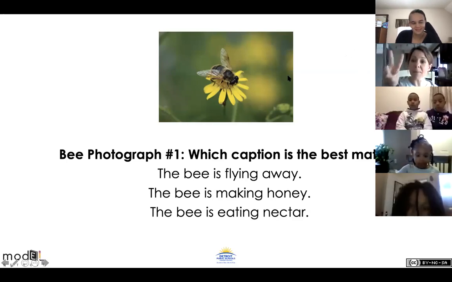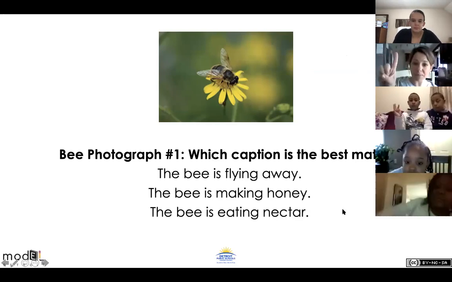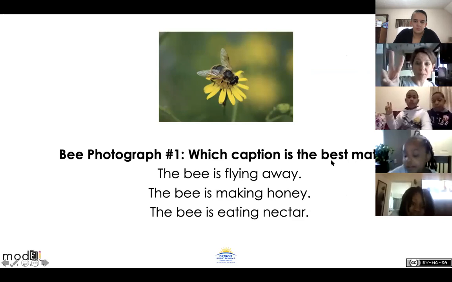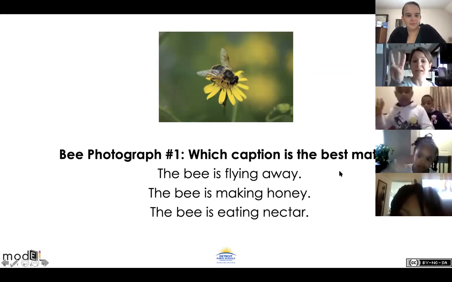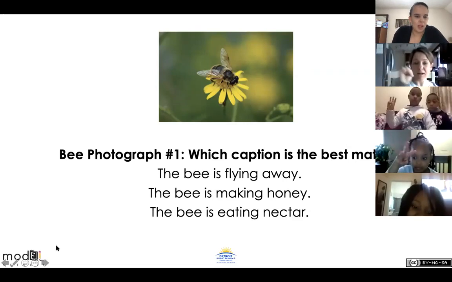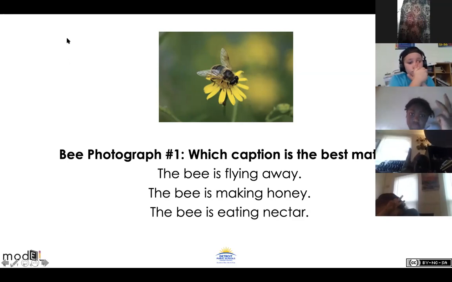So hold up on your finger a 1 for the bee is flying away, a 2 for the bee is making honey, or a 3 for the bee is eating nectar. We should see your finger showing 1, 2, or 3. Which one is the best caption? I see a 2, I see a 3, I see another 3, another 2.